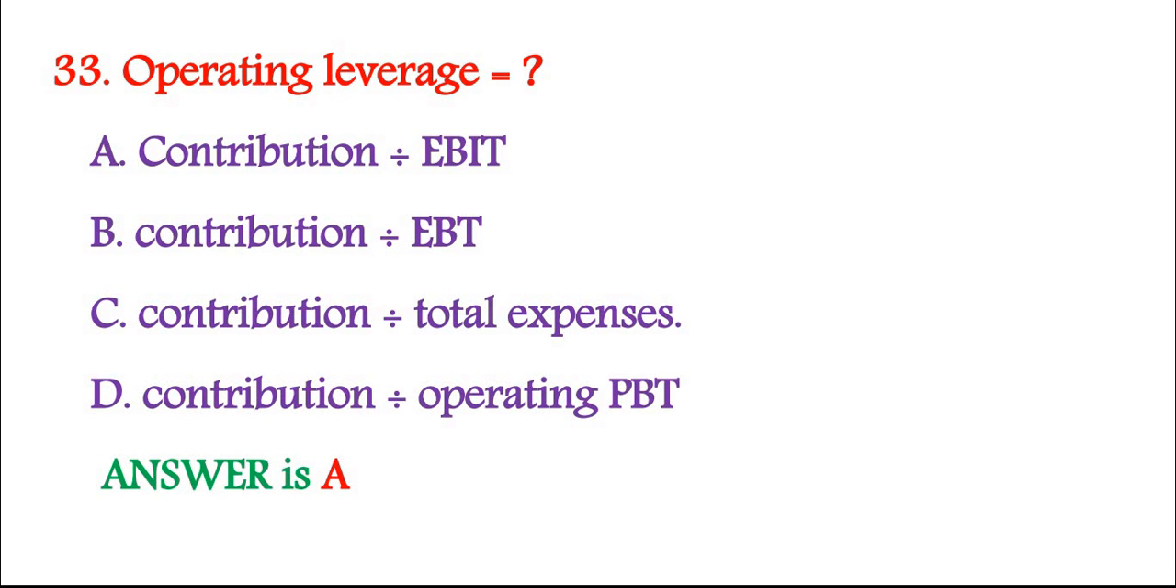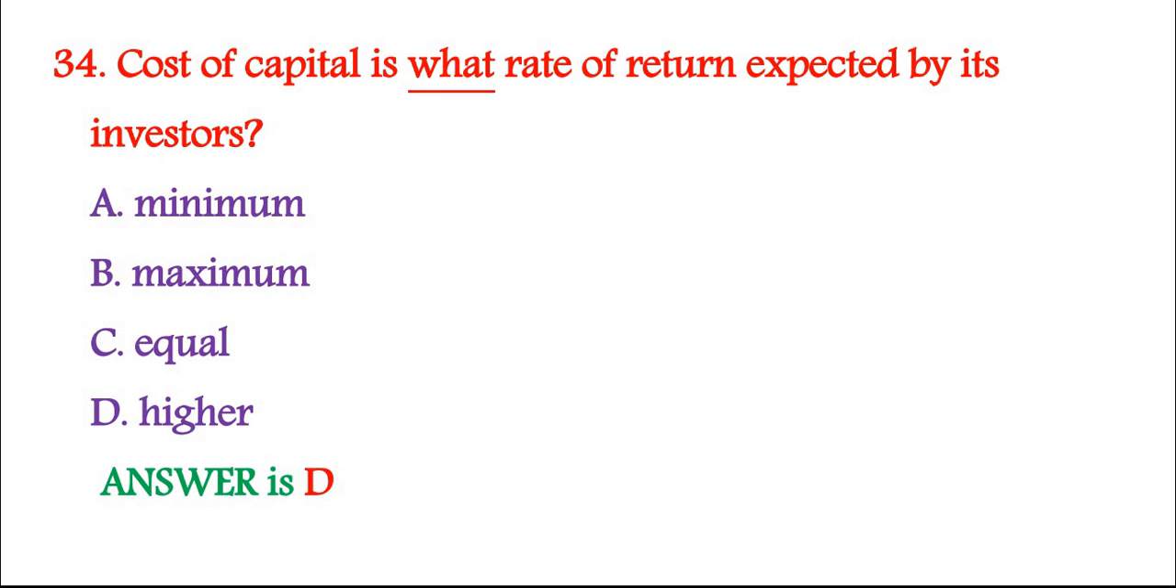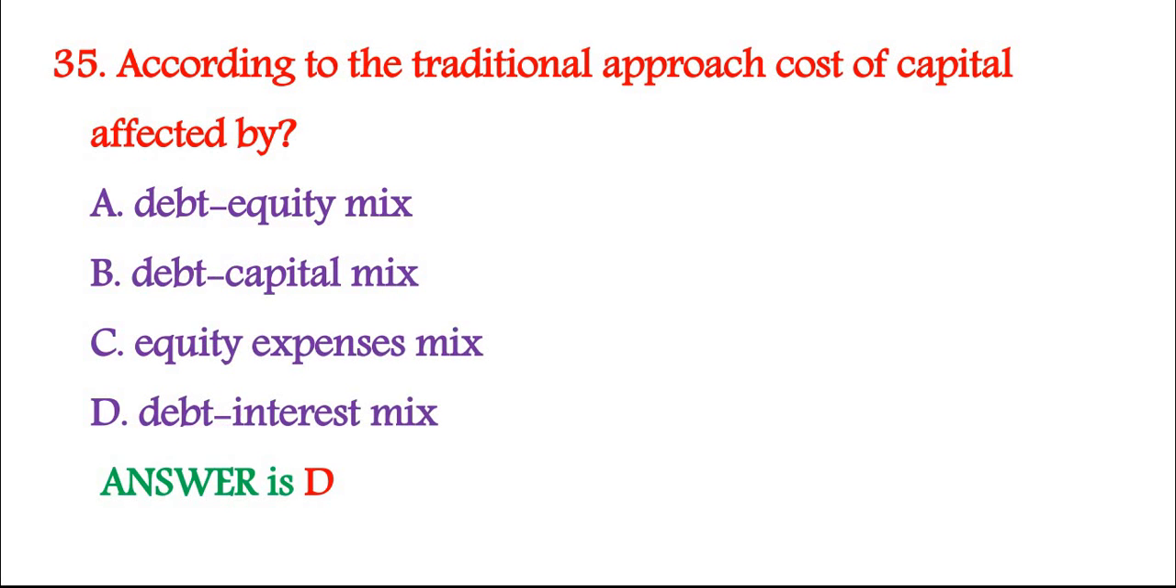33. Operating leverage equals A. Contribution divided by EBIT, B. Contribution divided by EBT, C. Contribution divided by total expenses, D. Contribution divided by operating PBT. Answer is A. 34. Cost of capital is what rate of return expected by its investors? A. Minimum. B. Maximum. C. Equal. D. Higher. Answer is D. 35. According to the traditional approach, cost of capital is affected by A. Debt equity mix. B. Debt capital mix. C. Equity expenses mix. D. Debt interest mix. Answer is D.